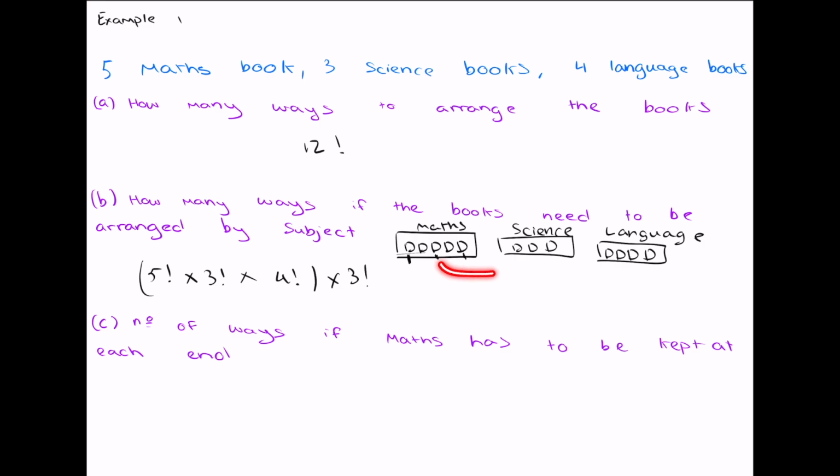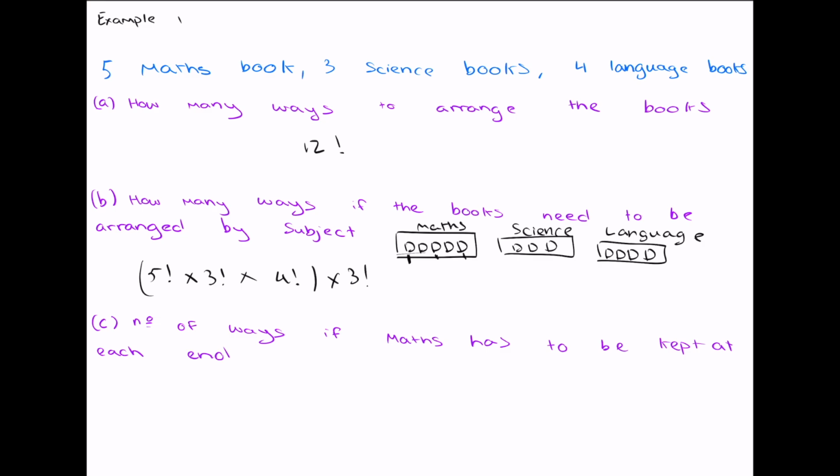Math can be in the middle, or at the other end, and science can be in the first position, or in the last position. So your final answer is 5 factorial times 3 factorial times 4 factorial times 3 factorial. Part C is the number of ways if maths has to be kept on each end.